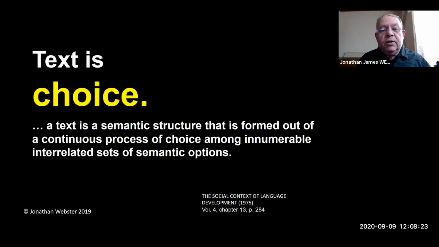You see, language has a purpose. Our purpose is to make meaning. And what does it mean to make meaning? It's the choices that you make. And the way we use language, we're going to call that the text. All right?